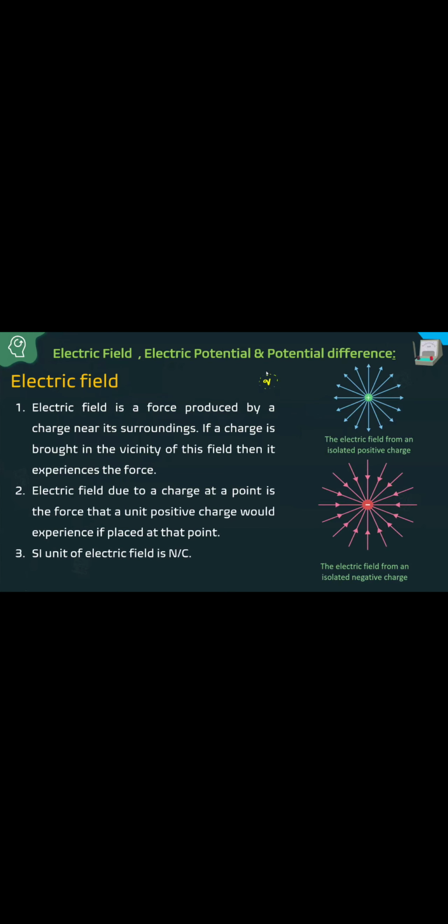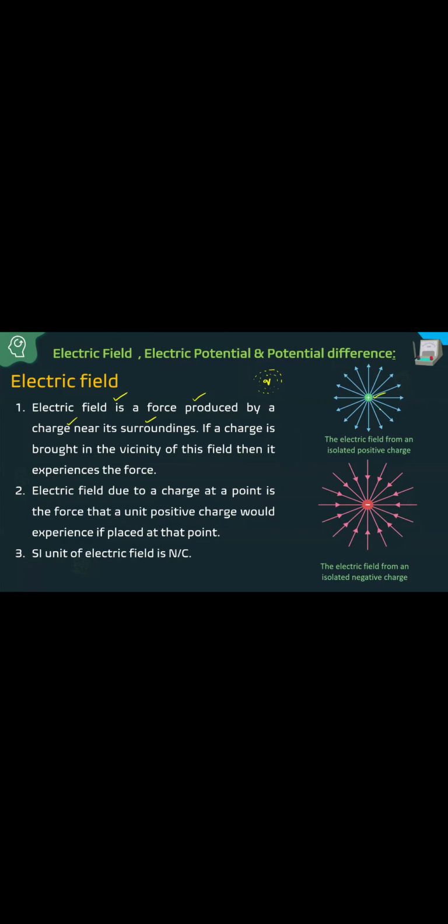Surrounding this charge, the charge produces some force. That is, electric field is a force produced by a charge nearer its surroundings. That is called electric field. If any charge is brought nearer to this vicinity, then it experiences a force.